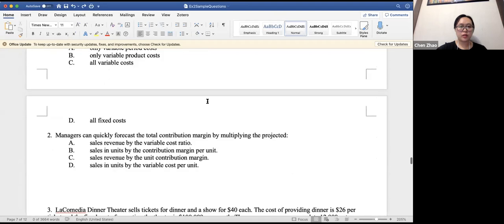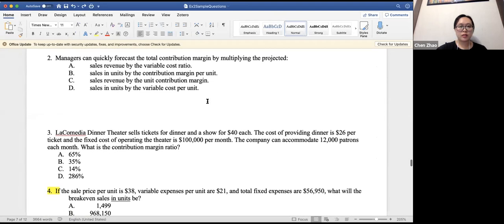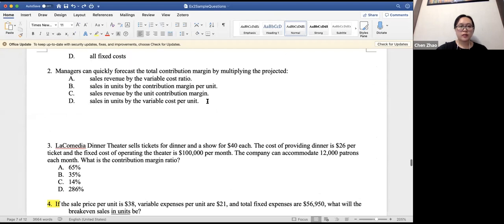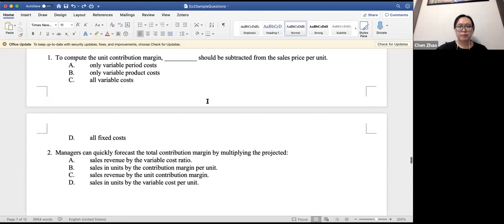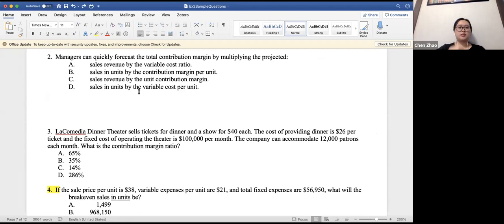Chapter 7. Okay. So this is chapter 7. Can you look at question 2 and tell me the answer? You can do private chat as well.